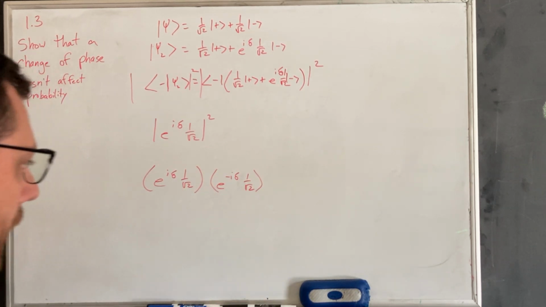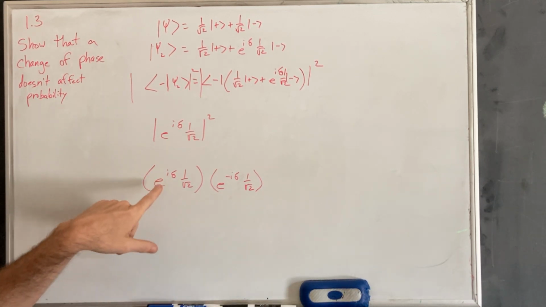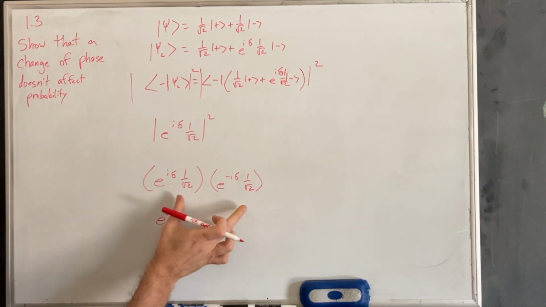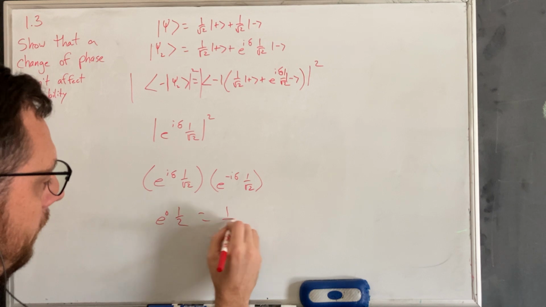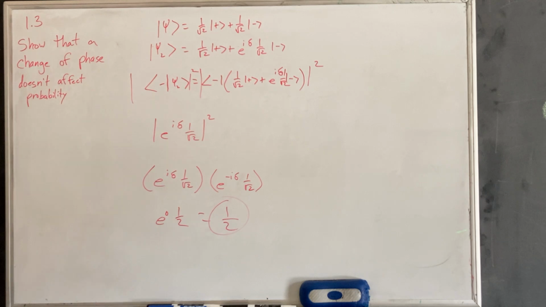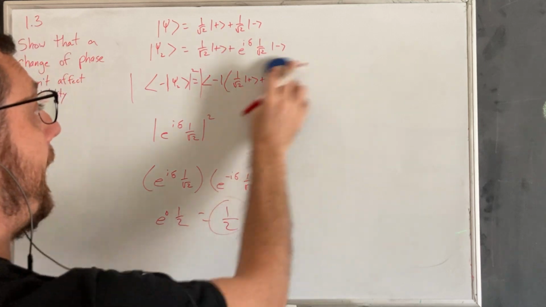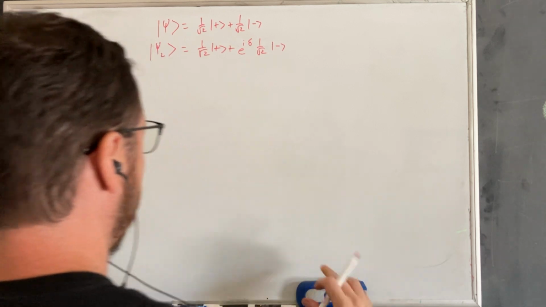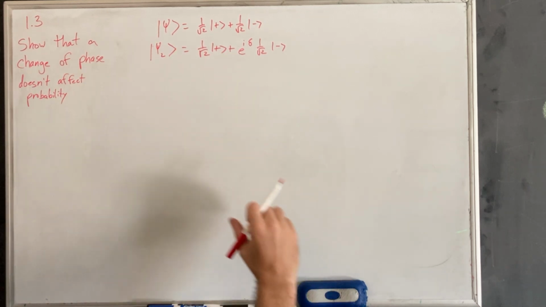Hopefully you can see by now what was coming. e to the i delta minus i delta is going to be e to the 0. So we have e to the 0, and then 1 over root 2 times 1 over root 2 is 1/2. e to the 0 is just 1, so that equals 1/2, which means we still have a 1/2 chance of it being in the down state, even though we added this phase. So that's showing that in this case, adding that phase doesn't change the probability. Now, is that proof that it's never going to affect the probability? No, it's not a complete proof, but it does show in this case that it works out.